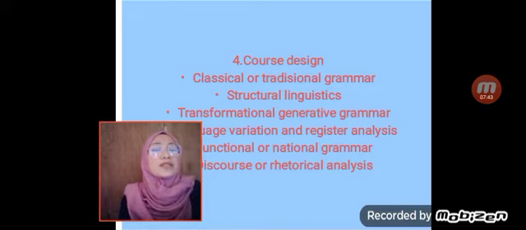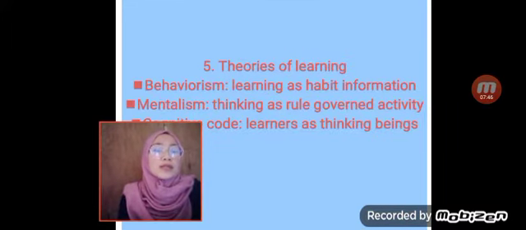And the fifth material is theories of learning. The first is behaviorism, learning as habit formation. This theory had a profound influence on the psychology of learning and the teaching of language. It provides the theory to support the use of audiolingual methods of the 1950s and 1960s.